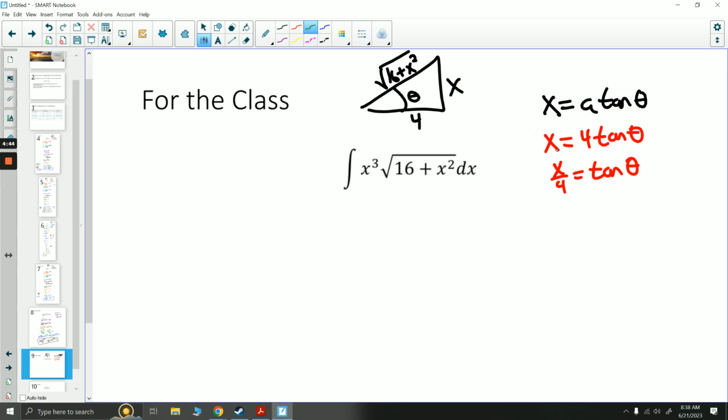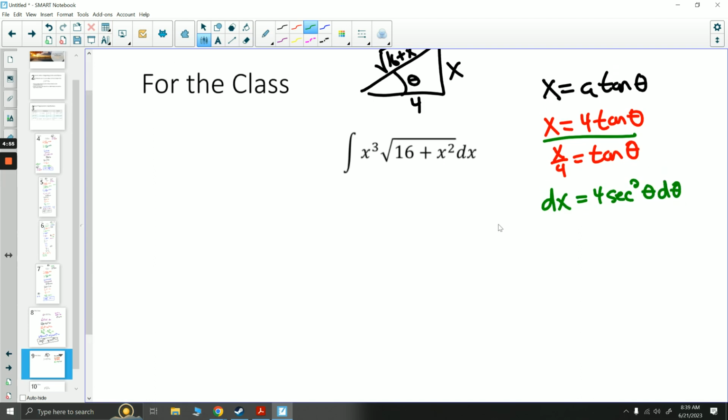Now let's go ahead and find the derivative of this thing. So dx is equal to 4 secant squared theta d theta. Okay, so now we're going to start replacing these things. Integral of x cubed. Our x cubed is going to be 4 cubed tangent cubed. So 4 cubed tangent cubed theta times the square root of 4 squared here. I said 4 cubed. I hope I said 4 cubed.